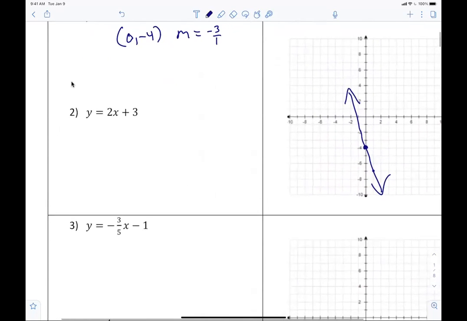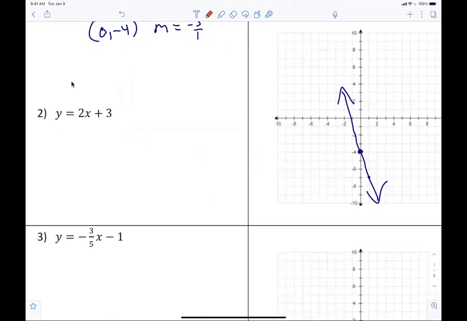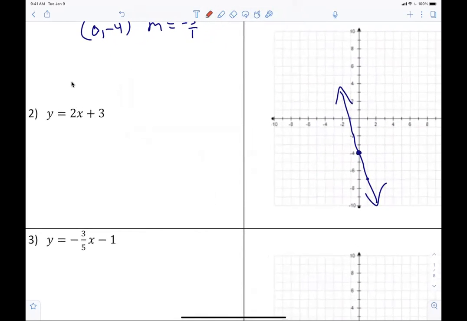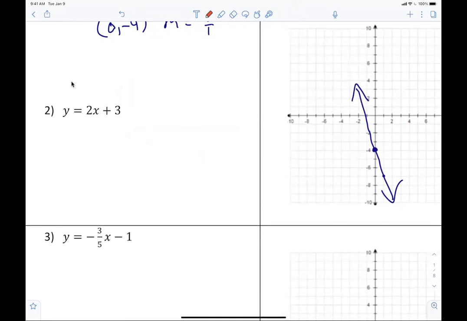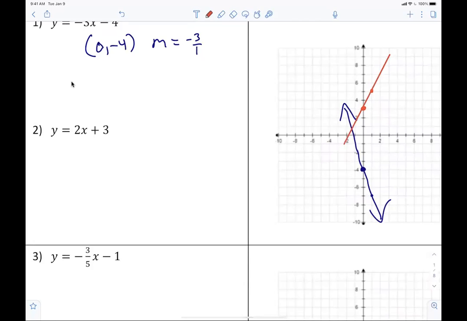All right, so question number 2. Tell me. So you would do y equals (0, -3)... or is it (0, 3)? (0, 3) is good. Yeah, and then m equals 2/1. And then you go up 2 and over 1. Exactly, up 2/1 and draw the line. Anybody have any issues so far?